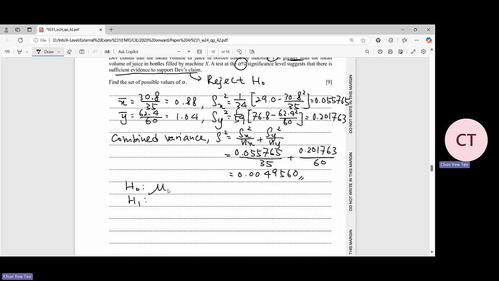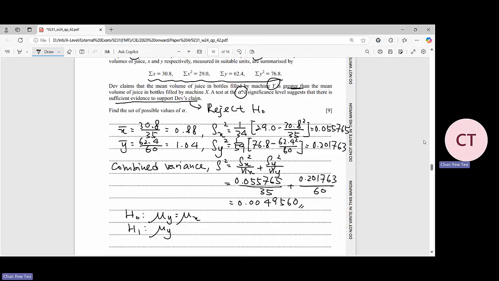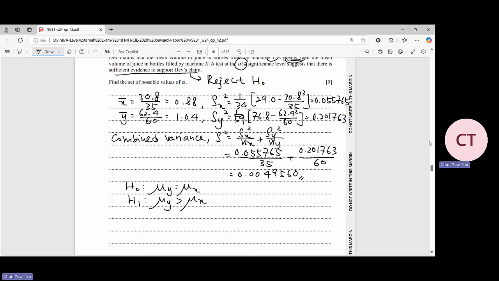The hypothesis test starts from mu y is equal to mu x, versus the alternative hypothesis, which they mentioned is greater. So that means mu y is greater than mu x. You can write it another way: mu y minus mu x is equal to 0, versus mu y minus mu x is greater than 0. But over here, I didn't write like this. I just leave it in this form. So this one is actually a right tail test.